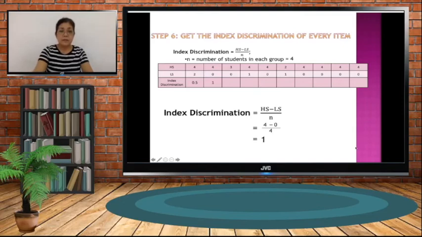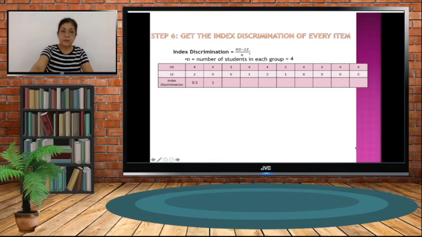Okay, that's it. You have to repeat the formula and just substitute it up to item number 10. And here are the answers. We have 0.75 for number 3, 0.75 for number 4, 1 for number 5, 0.25 for number 6, and 1 for number 7 up to number 10.